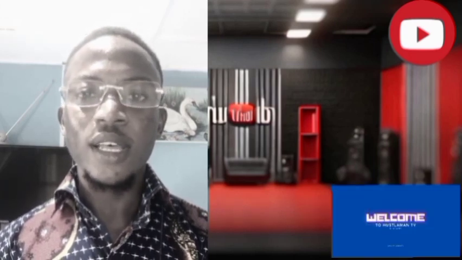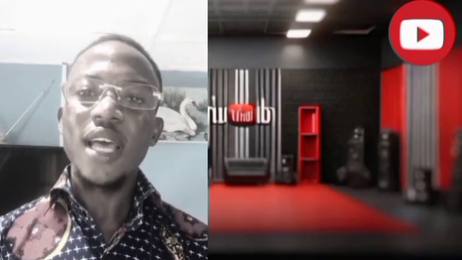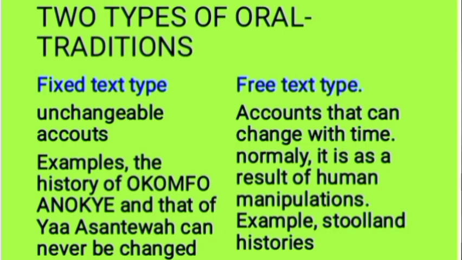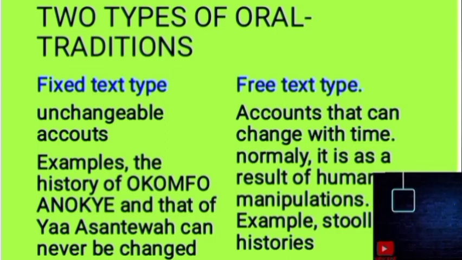What you say? So those are the free text type. They are the account of the past that are passed on from one generation to another that can be changed. But when you talk about the fixed text type, it doesn't change at all. It is a fixed history.